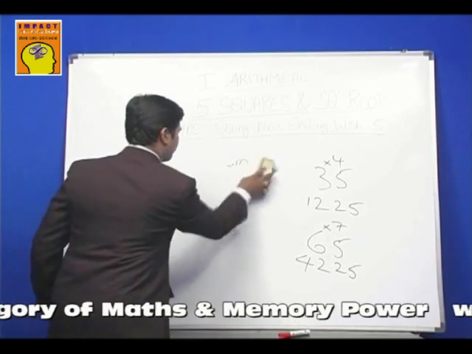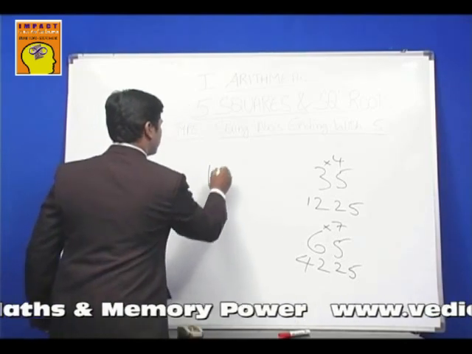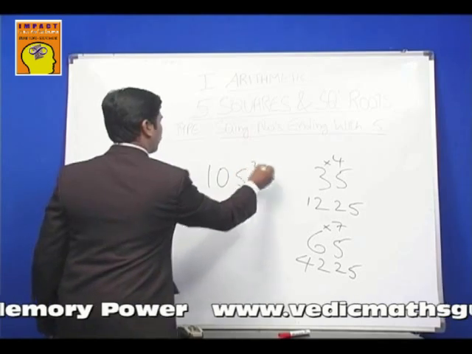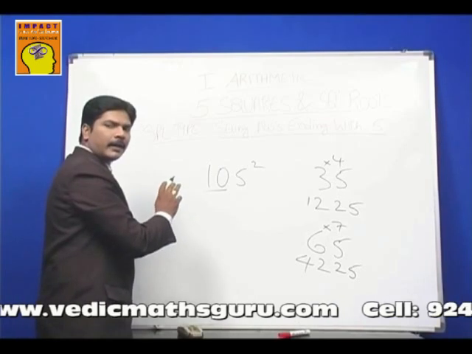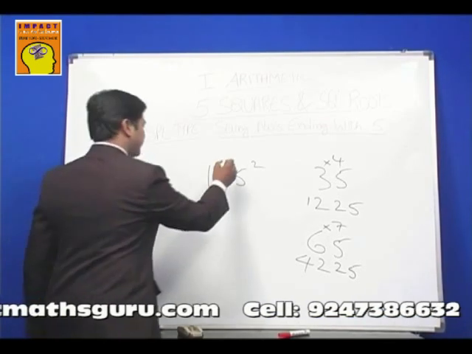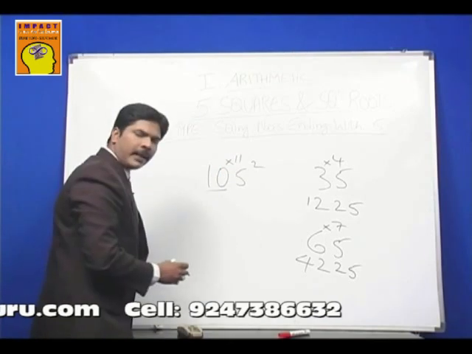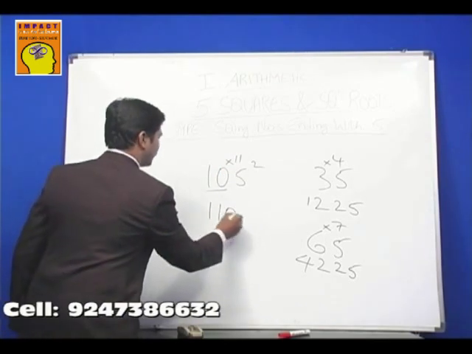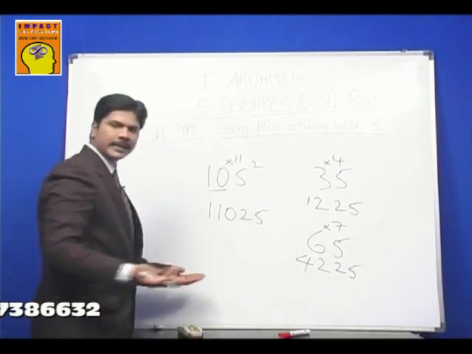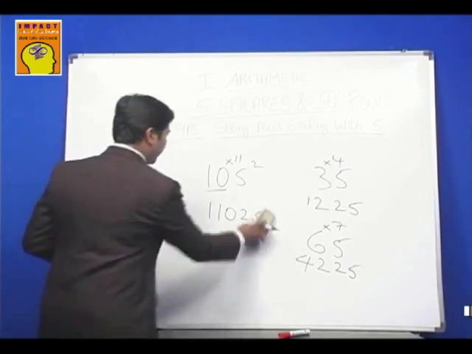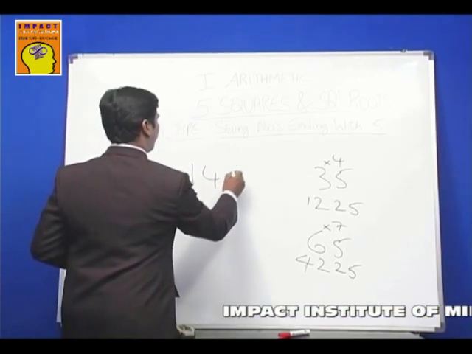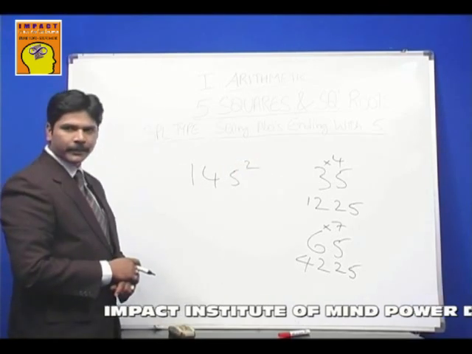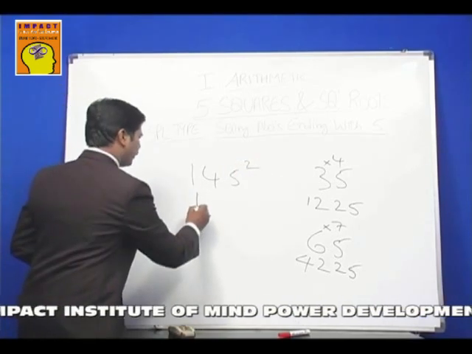Okay, now let's take an example, how much is 105 whole square? So, the number here is 10. Multiply, what is the next number after 10? 11. 10 into 11, 10 11s are 110. And then just write 25 after the number, and that's the answer. Okay, now let's go for even bigger numbers. Something like this. How much is 145 whole square? So multiply 14 into 15.